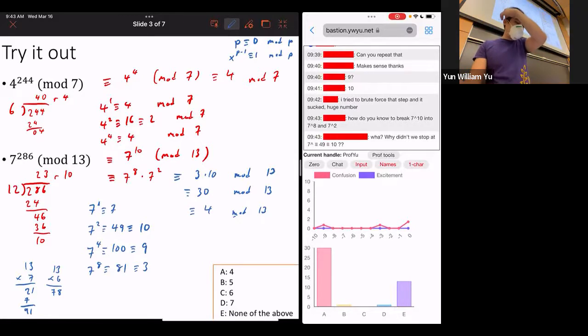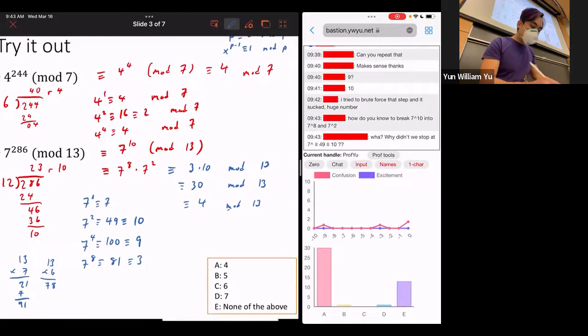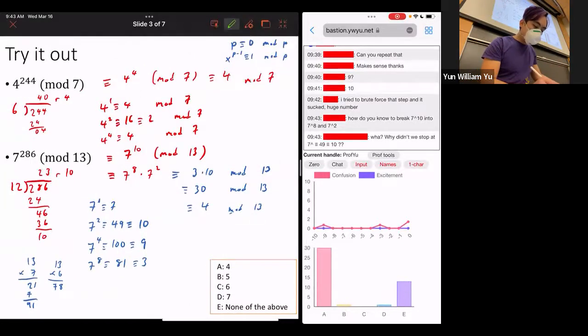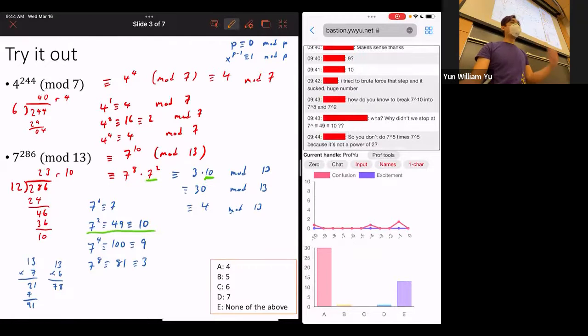Well, why didn't we stop at 7 to the 49? 7 squared is congruent to 49 is congruent to 10. Oh, so this piece gave us this piece, but then we also still needed to figure out the rest. So if you wanted to, you could get 7 squared is congruent to 10, and then do 5 of those. So another thing you could have tried is you could have also said that that's congruent to 10 to the 5 mod 13, and that would also be true. So you can do it all these other ways.